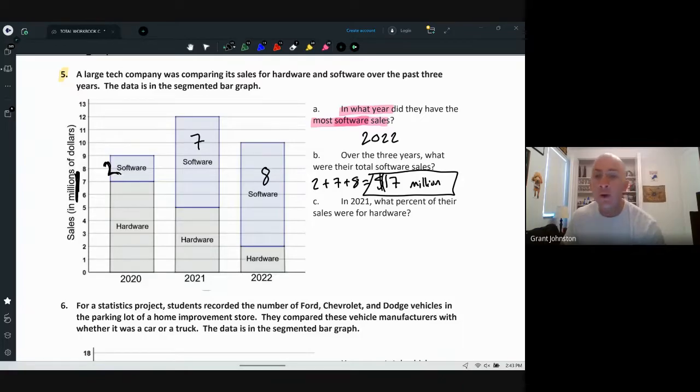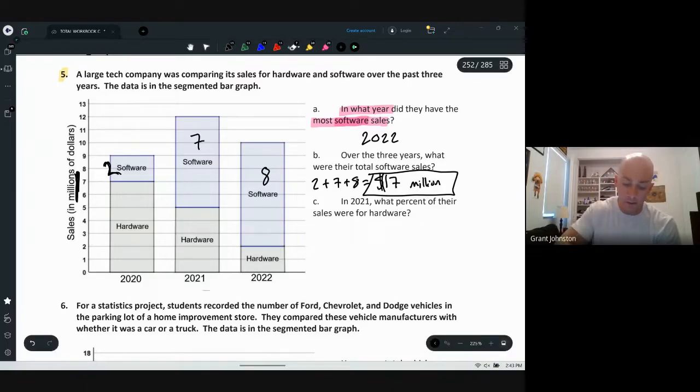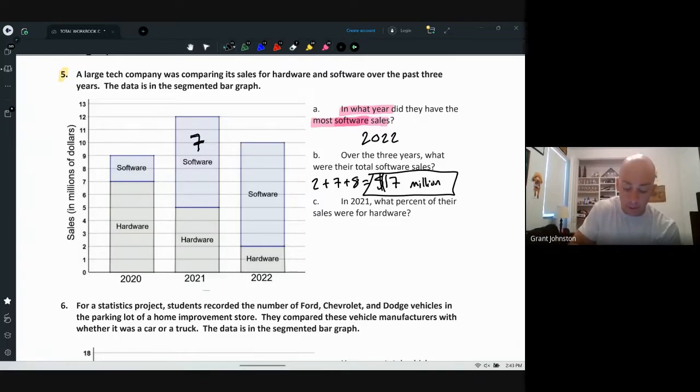C says in 2021, what percent of their sales were for hardware? Okay, let me erase. So now we're just looking at 2021. I don't want to get this confused. So 2021, we got 7 million for software. Hardware is just 5 million. And you could always look at the axis 0 to 5. It's 5 million.